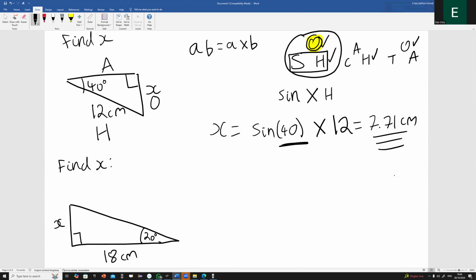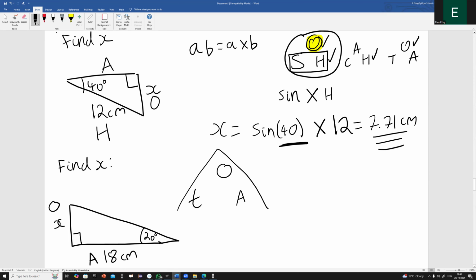So for this one, the opposite is x and the adjacent is 18. So I want the opposite and I have the adjacent. So which formula would I use? It's going to be tan. So I want the opposite, so I would cover that up. So I'll just draw it a little bit clearer, okay?